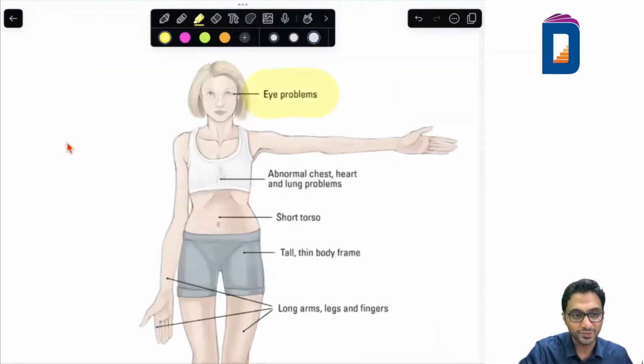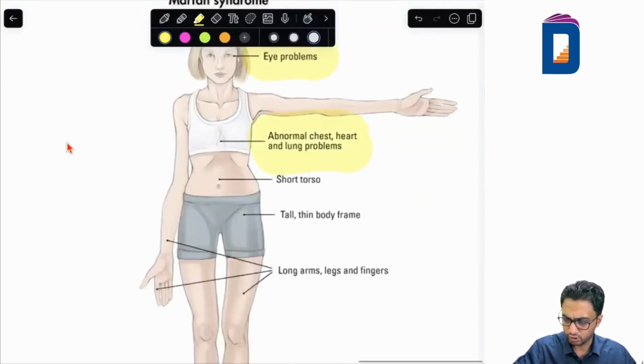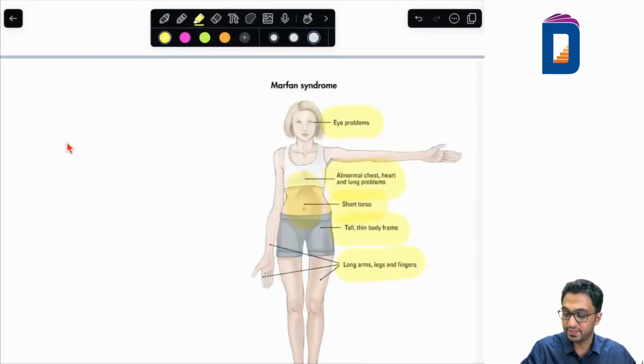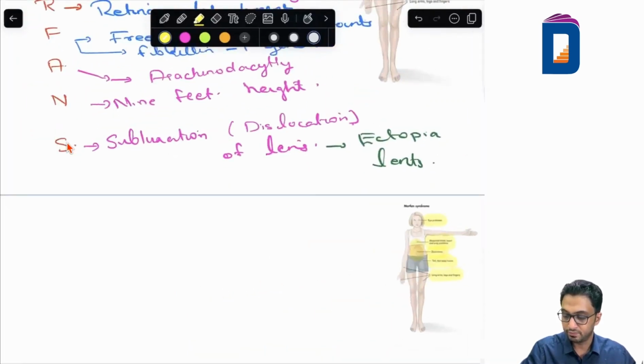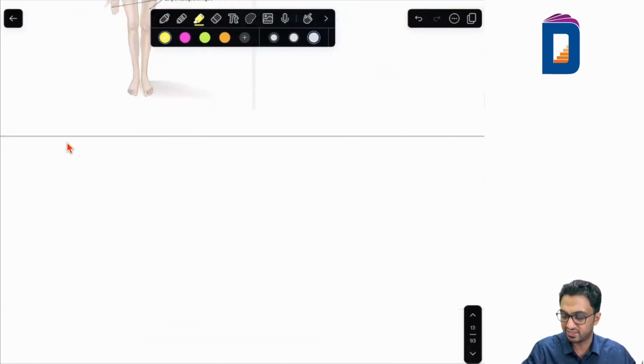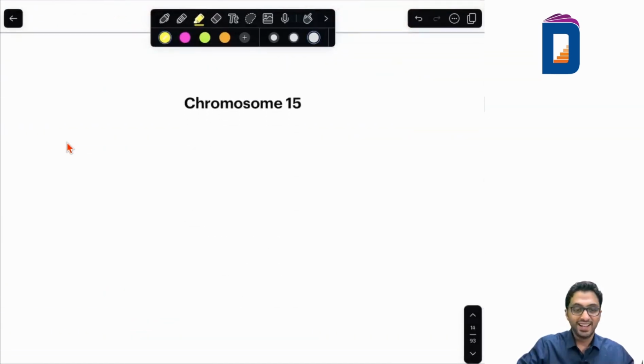Eye problems. What was that? Ectopia lentis and detachment of the retina. Abnormal chest and things I'll show you. Short torso, this area is very short. Tall, thin, long. Basically it's a long patient. I'll show you another question there. Same thing. So basically, it's chromosome number 15.